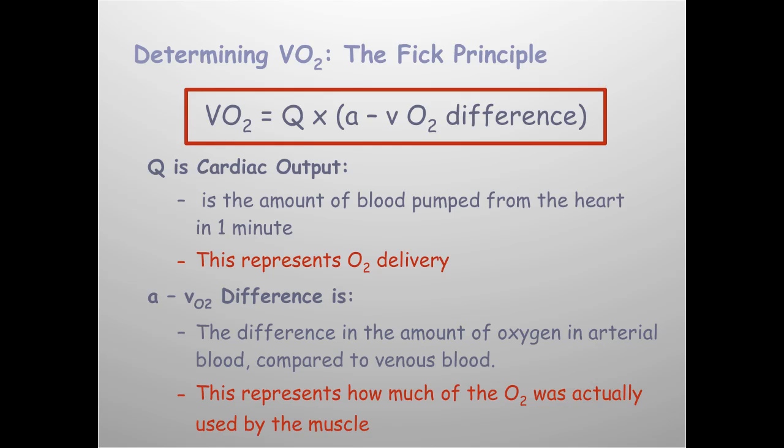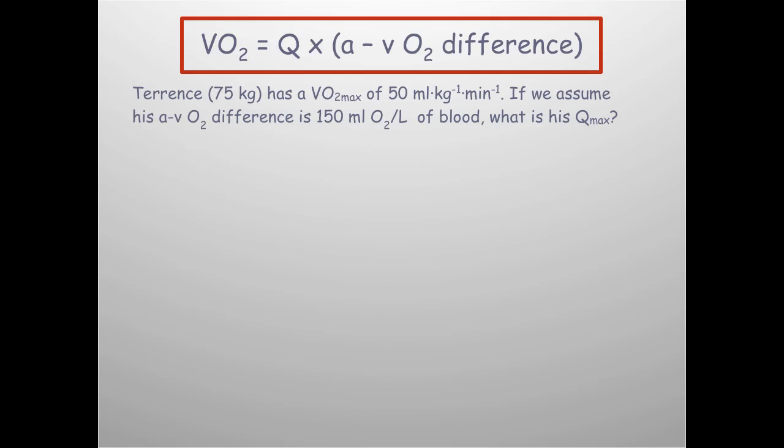This video is going to show how you can rearrange this equation to solve for cardiac output. So if you're given, or if you figure out someone's VO2 max, and you assume an average AVO2 difference, you can figure out what that person's cardiac output is likely to be. So let's start with an example.